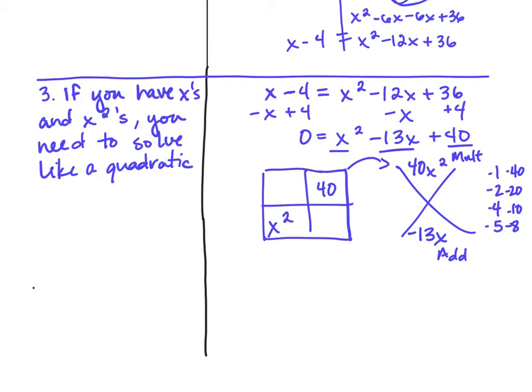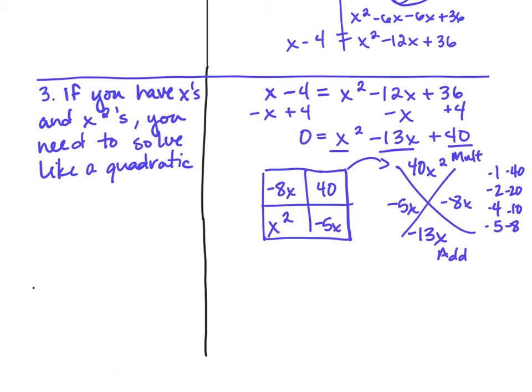And the pair that works, if I add negative 1 and negative 40, it's negative 41. Negative 2 and negative 20, negative 22. Negative 14. Right here, negative 5 minus 8 is negative 13. That's the pair that I want. Negative 5x and negative 8x. I'm going to stick those two in here.